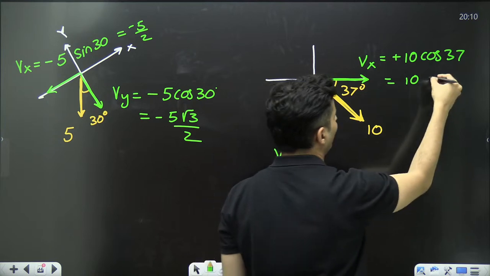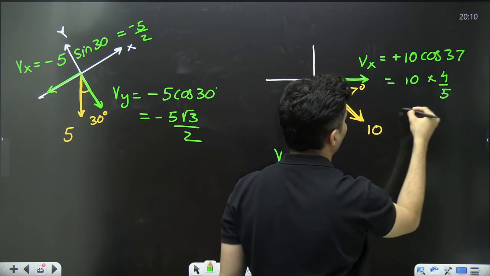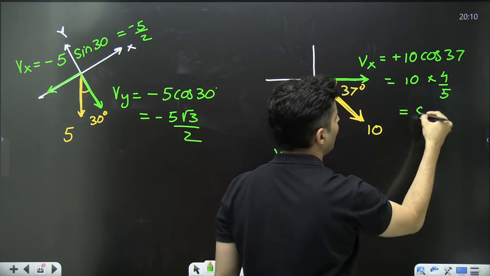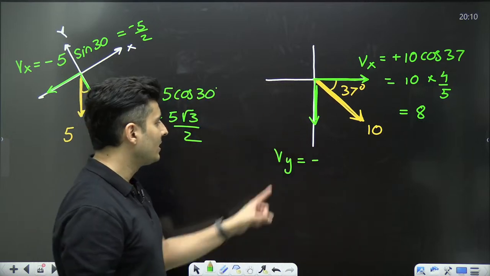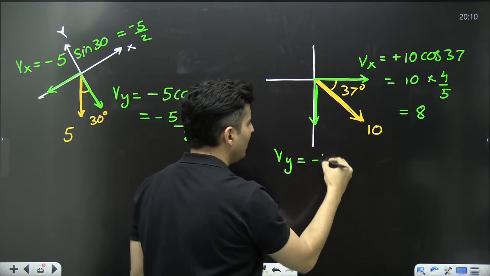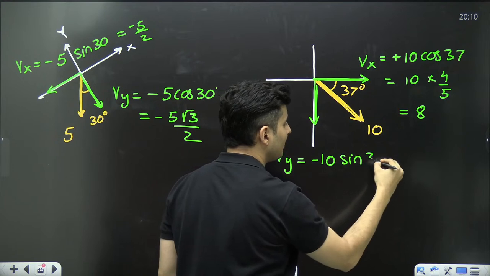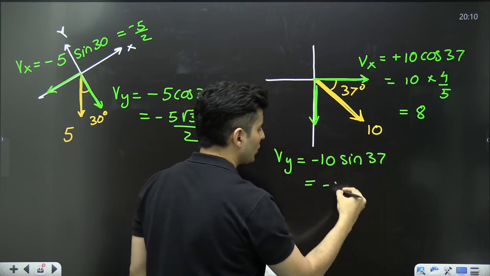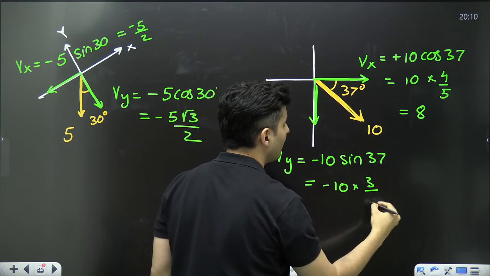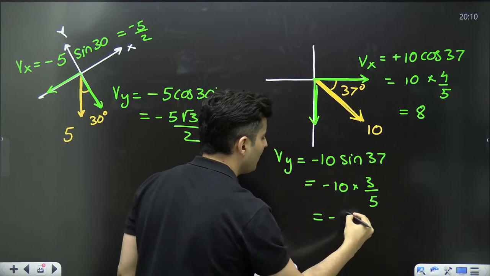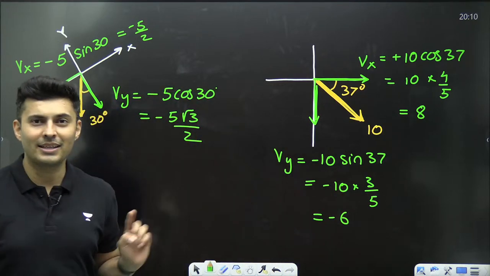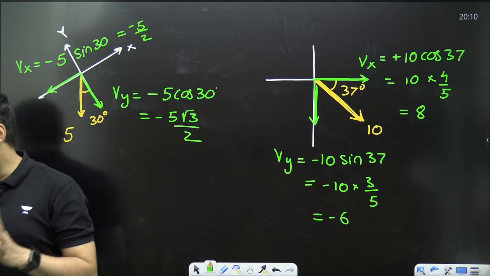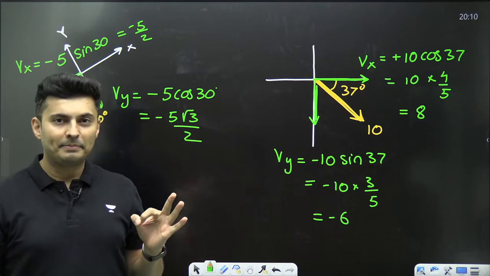Cos 37, guys, is 4 by 5. So it will be nothing but 8. That will be 8 units. This one, it's far away, so it will be 10 sine 37 using my trick. Sine 37 is 3 by 5. So this will become 6 units with a negative sign. That's all. Very good.